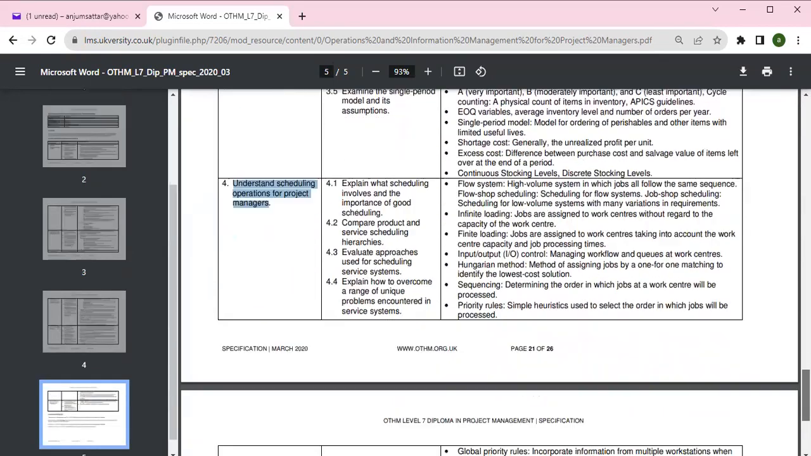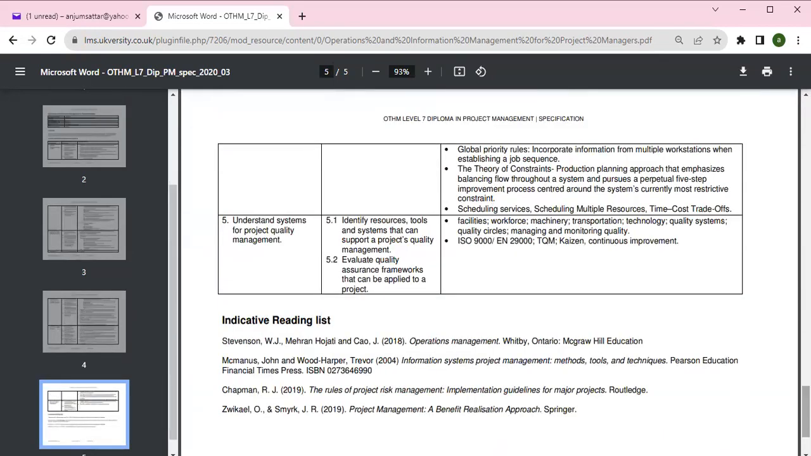So we have 5 learning outcomes, and the last learning outcome is to understand the system of project quality management, which will go through quality, ISO, International Organization for Standardization, Kaizen, and lean manufacturing. That will be in our discussion as well, which we can relate.